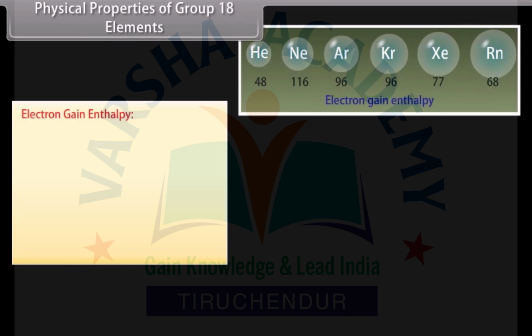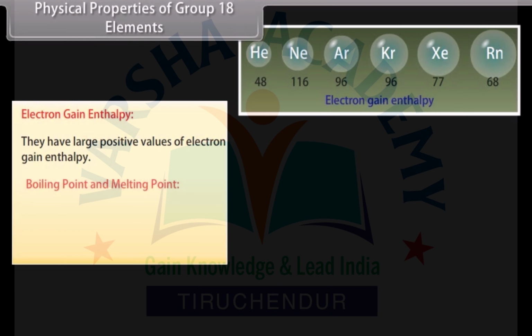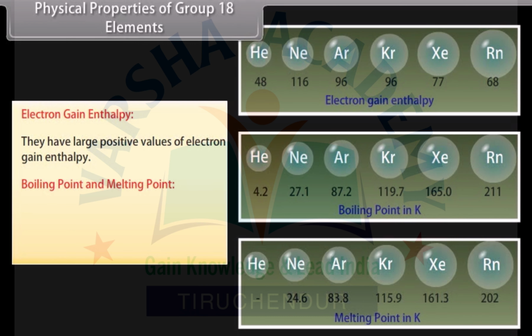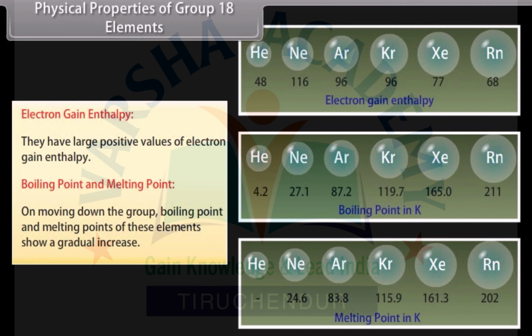Electron gain enthalpy. Since noble gases have stable electronic configurations, they have no tendency to accept an electron and therefore have large positive values of electron gain enthalpy. Boiling point and melting point. On moving down the group, boiling points and melting points of these elements show a gradual increase due to the corresponding increase in the magnitude of the van der Waals forces of attraction.